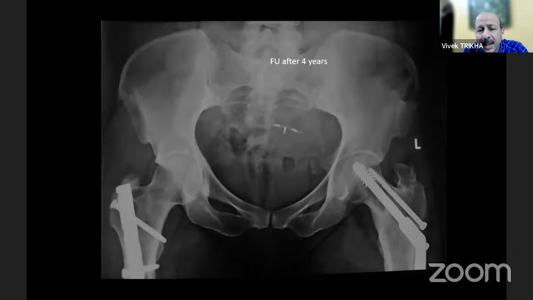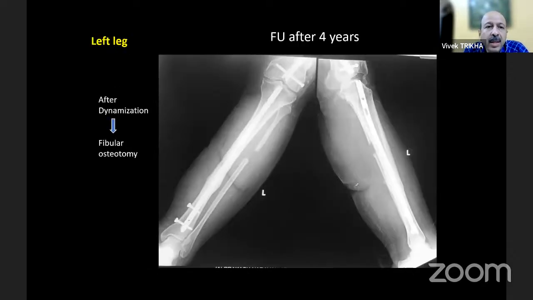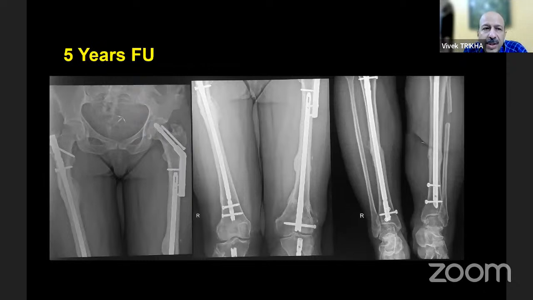4 years later, you can see that she has got union. The segmental fracture of the femur along with the neck intertrochanteric femur, which was fixed with dual implants, has now fully united. And the left leg gave us some issues, but it also later improved with dynamizations and fibular osteotomies. And this is her complete picture after 5 years of follow-up, with the neck femur fixed, the segmental femur fixed on the same side, and subsequently the opposite side as well. So here the patient's life took priority and we had to change our sequencing of fixation to make sure that the physiology does not deteriorate further, and the neck or the intertroch part could be managed later.